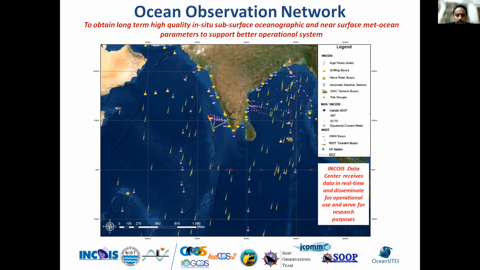We are also taking part in various international programs like IOGOOS, INDUS, and various JCOMOPS programs like the Ship Observation Team, SOOP, and OceanSITES. OceanSITES is a program where Dr. Venkateshan is on the steering committee, and I'm on the data management committee, where we work on the standards and data transmission protocols of this Mode-V network.